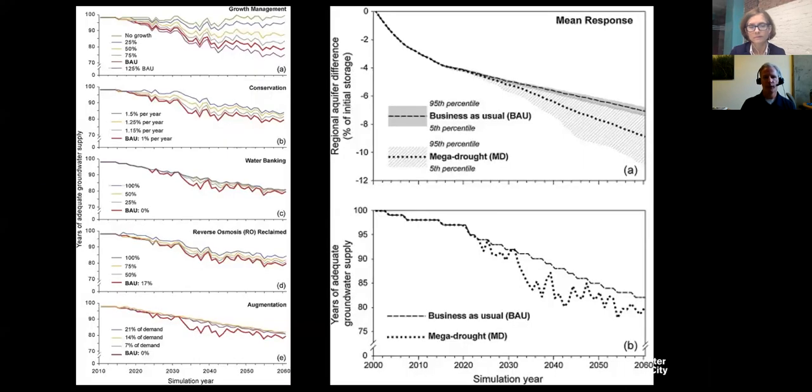This shows the results of a multiple scenario analysis where we're looking at hundreds of different simulations using our model and looking at the mean response over time to the regional aquifer based on the mega drought scenario, which is a drought that we anticipate could last 30 years or longer. We're in year 20 of a long-term drought in the Western United States. If we project out this mega drought scenario, what would be the mean response from the aquifer?